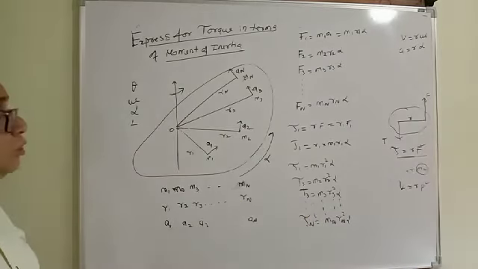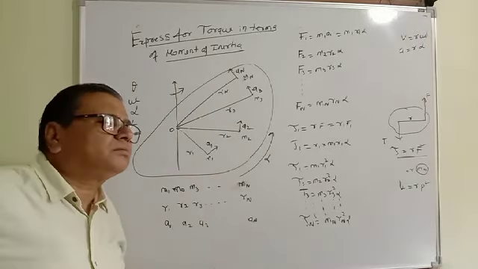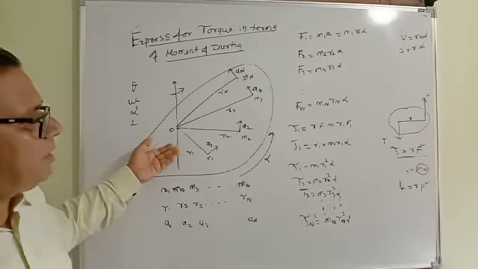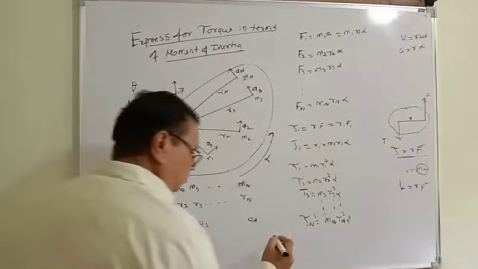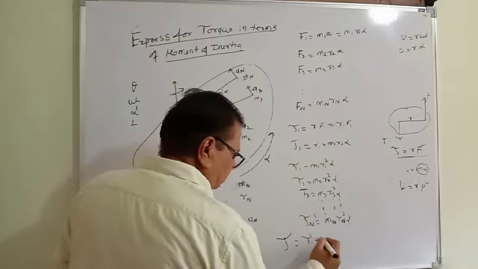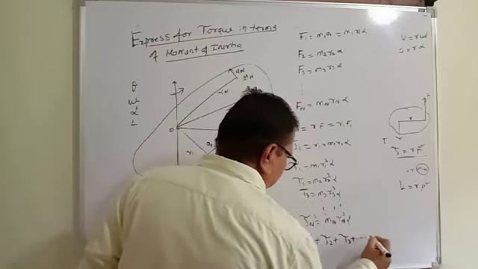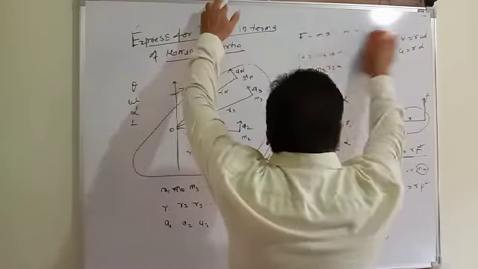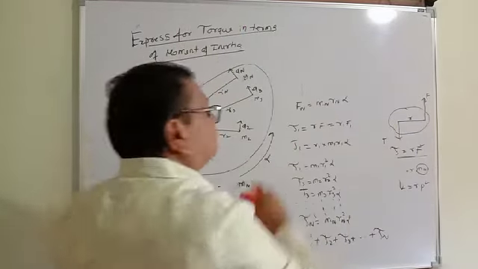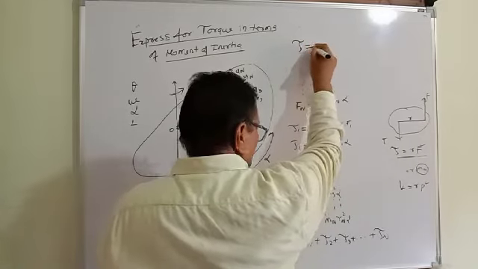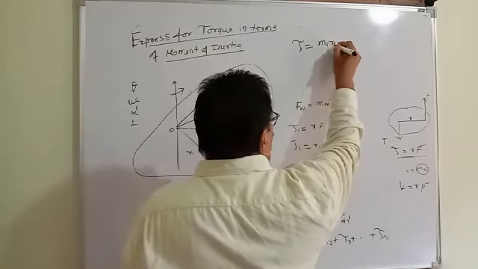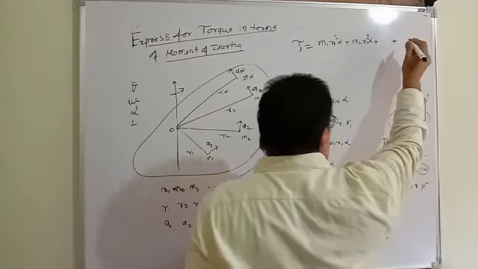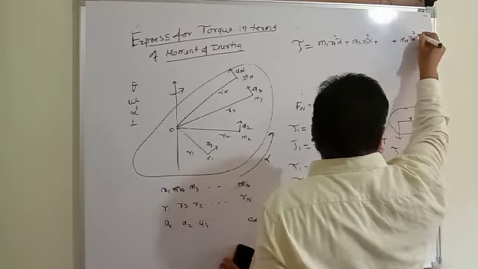Now, the total torque acting on the body. Once again, can we add algebraically? Yes, as with angular momentum, the resultant torque will be in the same direction. Therefore, tau is equal to tau 1 plus tau 2 plus tau 3 plus ... plus tau n. Therefore, tau is equal to m1 r1 square alpha plus m2 r2 square alpha plus ... plus mn rn square alpha.